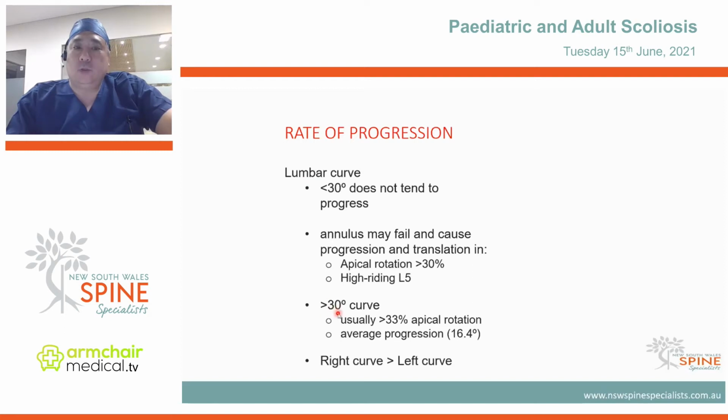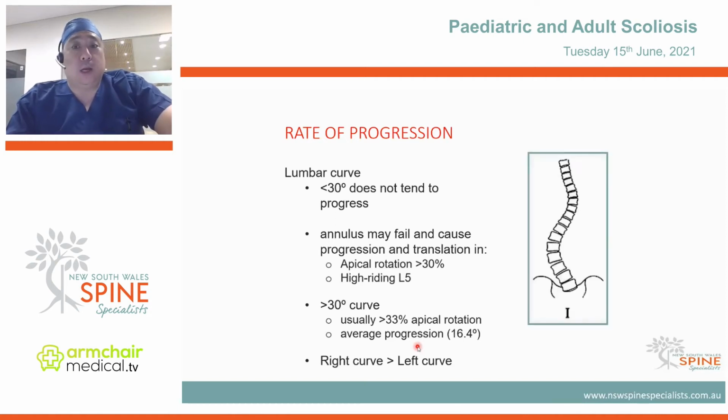Lumbar curves, if it's less than 30 degrees at skeletal maturity, they're usually okay. Once they get over 30 or certainly around 40, those curves we are more anxious in terms of treating because the lumbar spine is a lot more mobile. So a larger curve will tend to give a person more problems as they grow older, and the progression is usually a little bit higher as well.